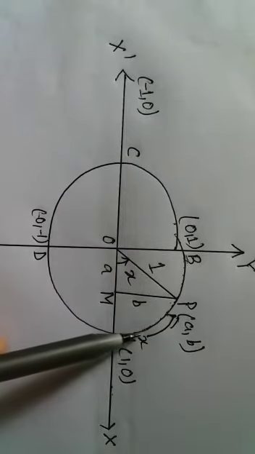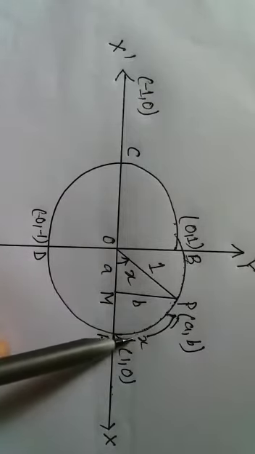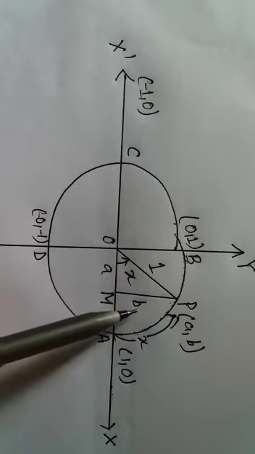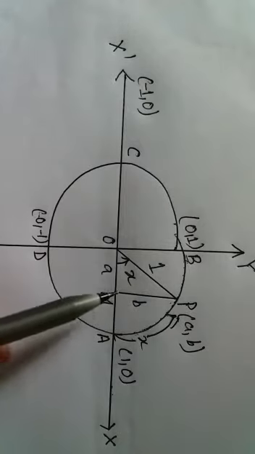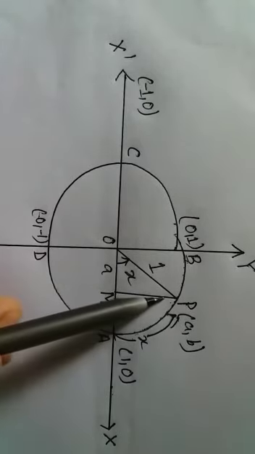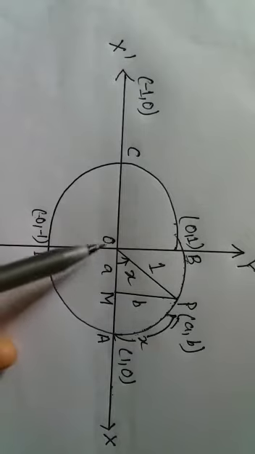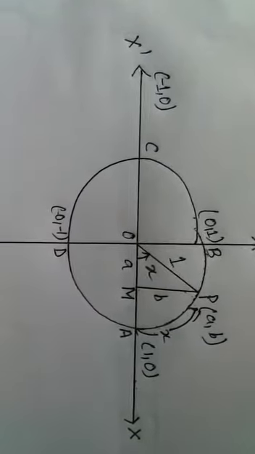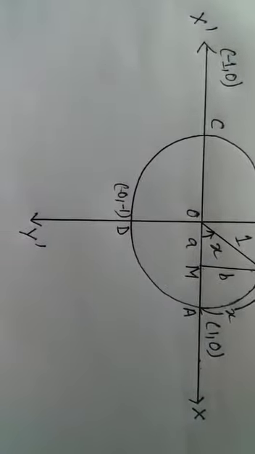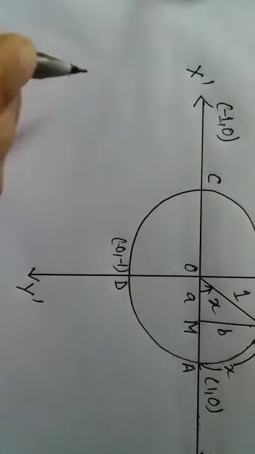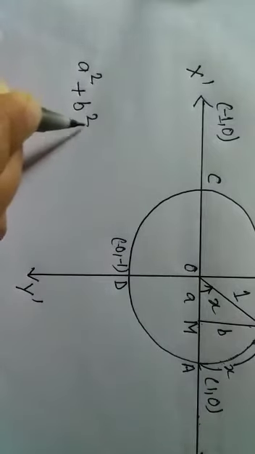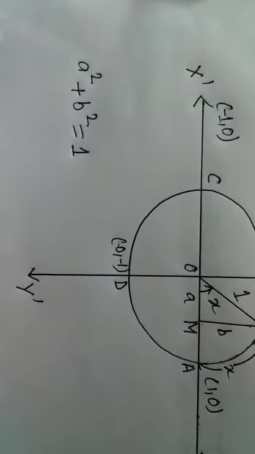Now we define cos x equals A and sin x equals B. Since triangle OMP is a right triangle, we have OM squared plus MP squared equals OP squared, or we can say that here A squared plus B squared is equal to 1.